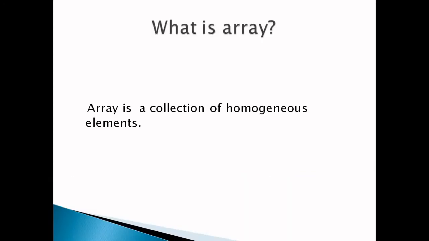What is an array? An array is a collection of homogeneous elements. Homogeneous means a collection of the same things. It may be a collection of integers, or characters, or doubles, or floats. Okay.